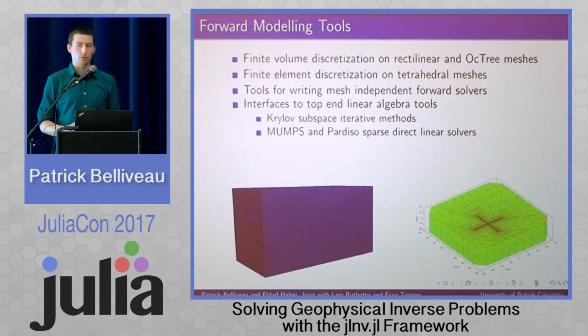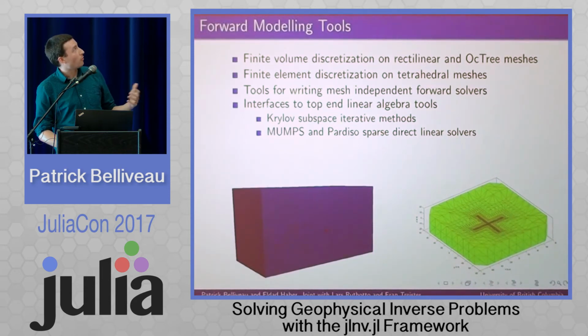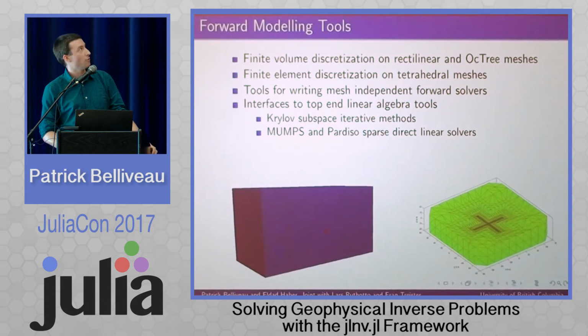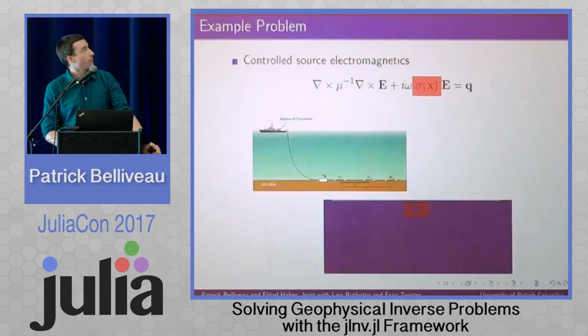So looking at that forward problem, of course, the hardest part is solving a lot of PDEs in parallel to evaluate the objective function in our optimizations. In our group, our bread and butter is finite volume methods on meshes that we call octree meshes, which are essentially locally refined rectilinear meshes. We're also dabbling with finite elements on tetrahedral unstructured grids. Right now, for those who are finite element people, we just do first order Nedelec elements, and that's it. We have interfaces to Krylov methods for linear systems and MUMPS and Pardiso, which we consider the best of breed for sparse direct methods.